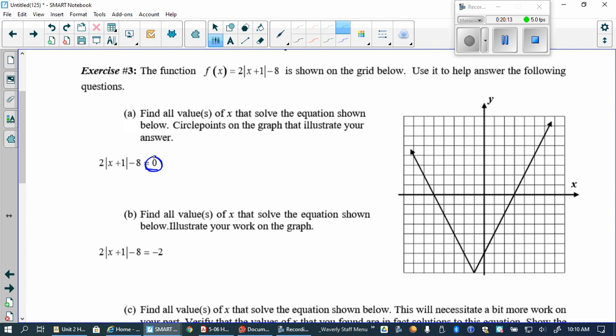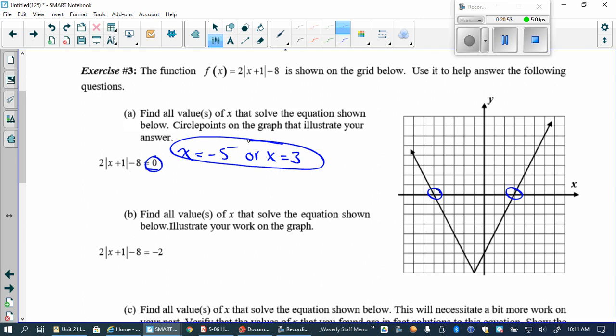So to solve this graphically, it's going to be where the graph intersects the x-axis, right? So there's a solution to that equation there and there. What are those x values where that equation equals 0? X equals negative 5, or x equals 3. So those are the two solutions to that particular equation.